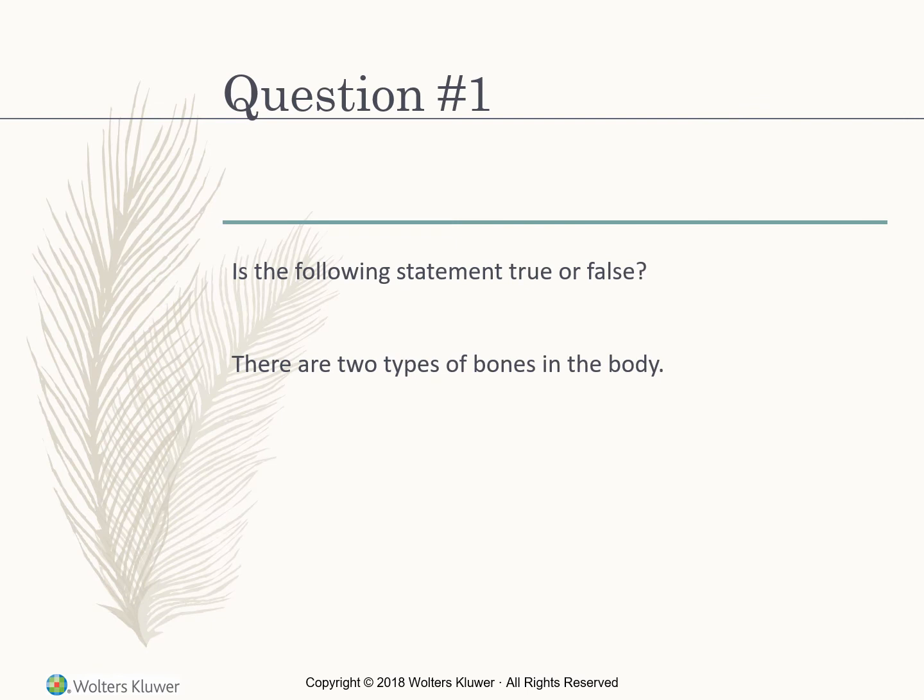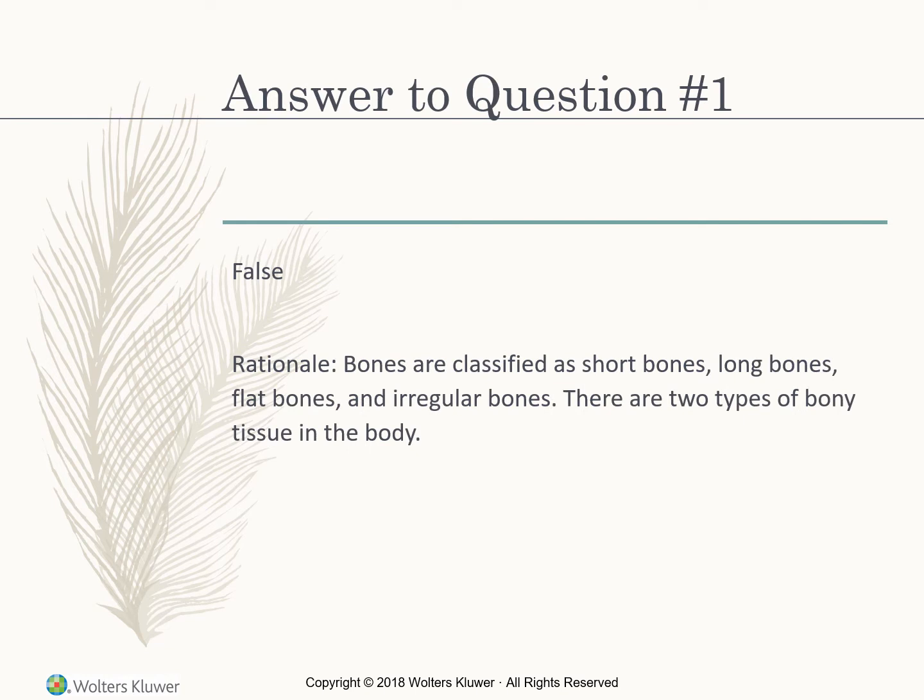Question number 1. Is the following statement true or false? There are two types of bones in the body. The answer is false. Bones are classified as short bones, long bones, flat bones, and irregular bones. There are two types of bony tissue in the body.